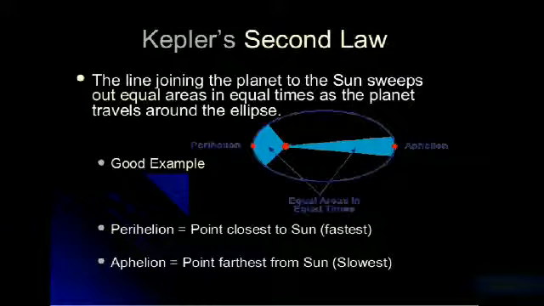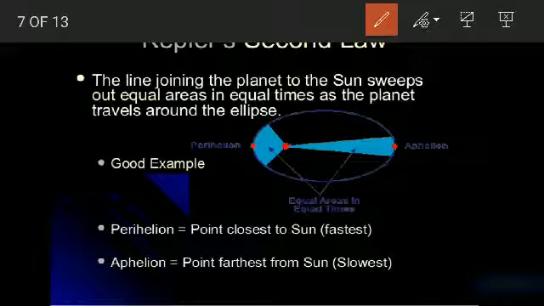Now, Kepler's second law. The line joining the planet to the Sun sweeps out equal areas in equal intervals of time as the planet travels around the ellipse. For example, as shown in the diagram, the area swept by the planet in this point and in this point, they both will be equal because of the time difference and the speed of the planetary motion based on being near and being farther from the Sun.